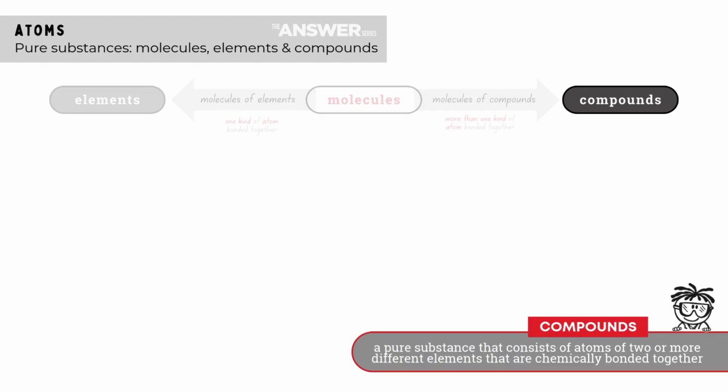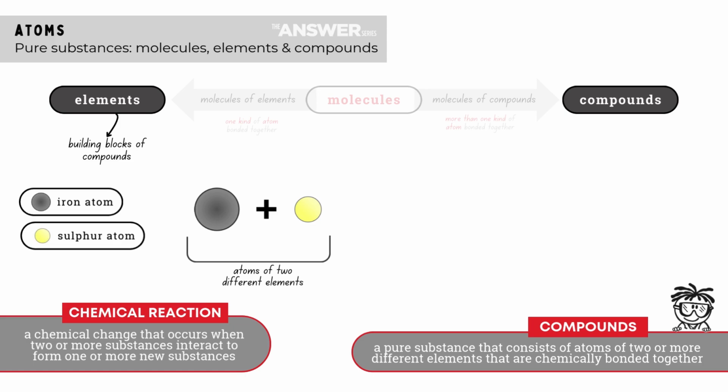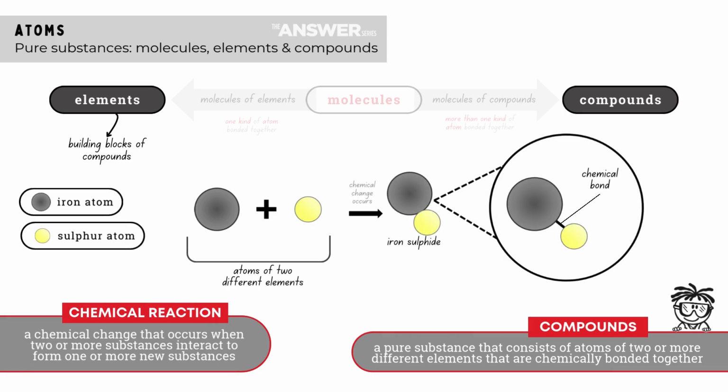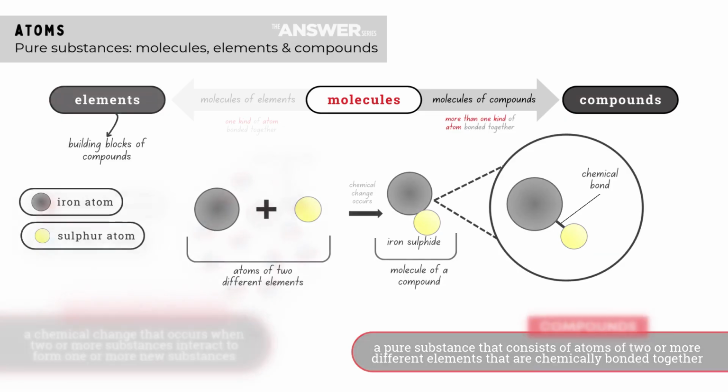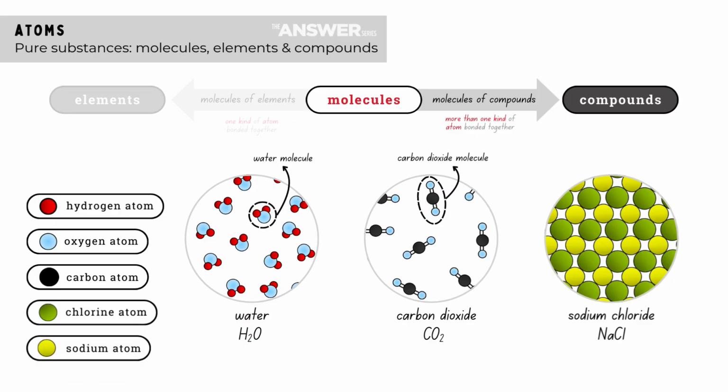Compounds are pure substances that consist of atoms of 2 or more different elements that are chemically bonded together. So elements are still the building blocks of compounds. Compounds are formed by chemical reactions. For example, when iron and sulfur are heated together, they form iron sulfide. This shows a simple chemical reaction to form a molecule of a compound. You can see that compounds are composed of molecules. Other examples of compounds include water, carbon dioxide, and sodium chloride.